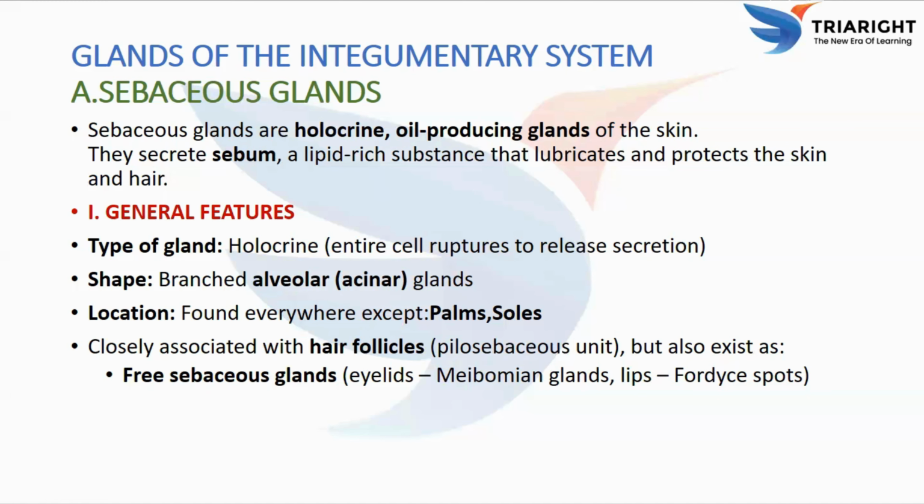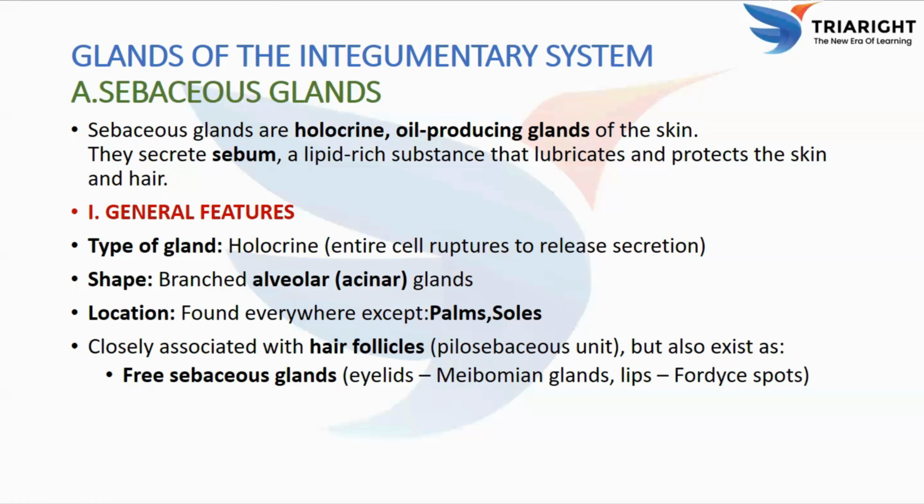It is a type of gland. It is a holocrine gland, right? So what do you mean by holocrine gland? Why is it important? Because the entire cell ruptures to release the secretion. So this provides rich oily protection. Coming to shape, it is a branched alveolar gland. So many small sacs group together, and this increases the secretion capacity.